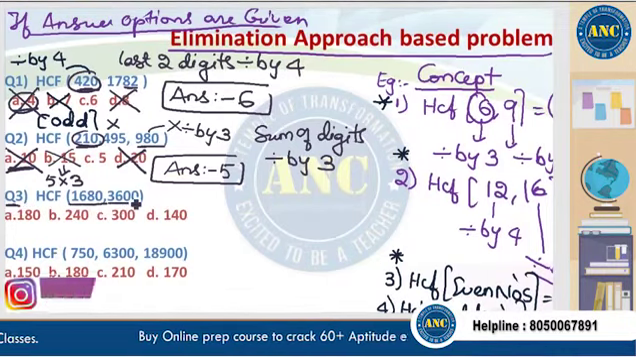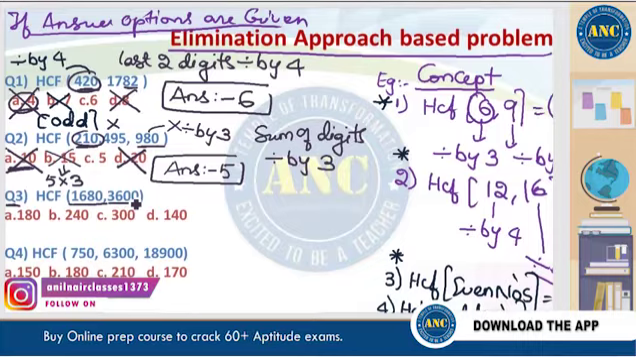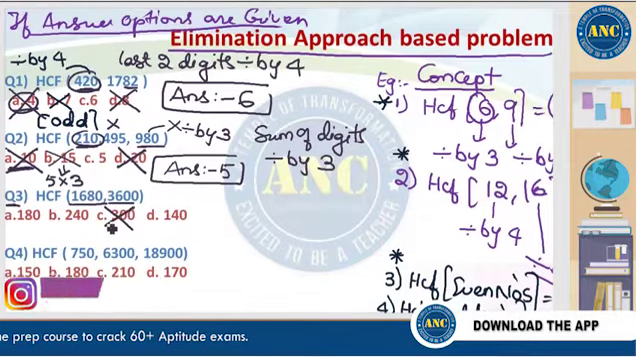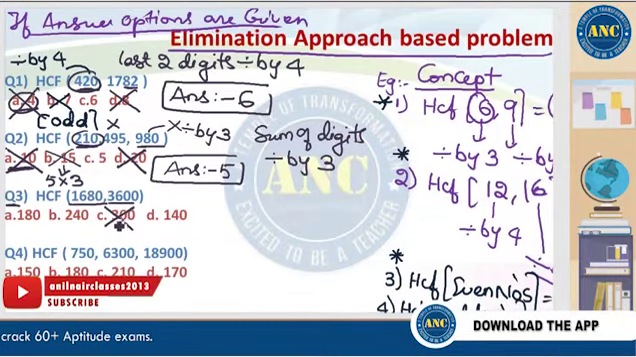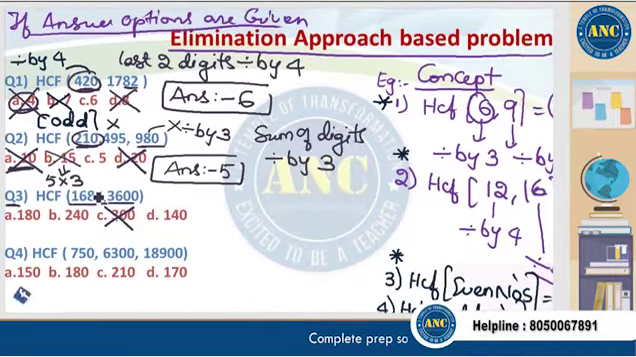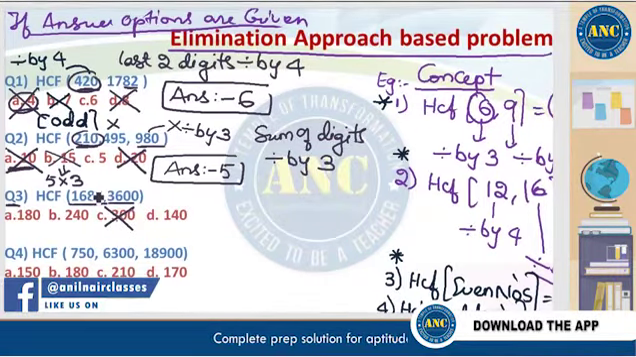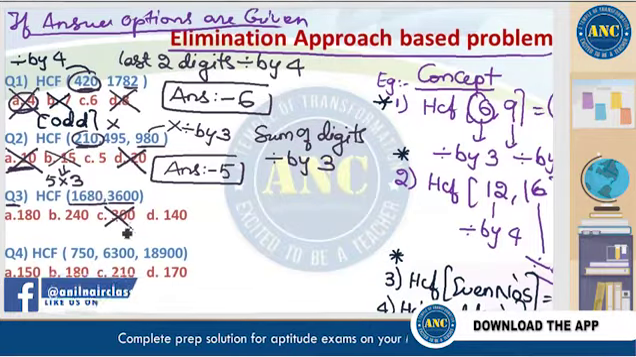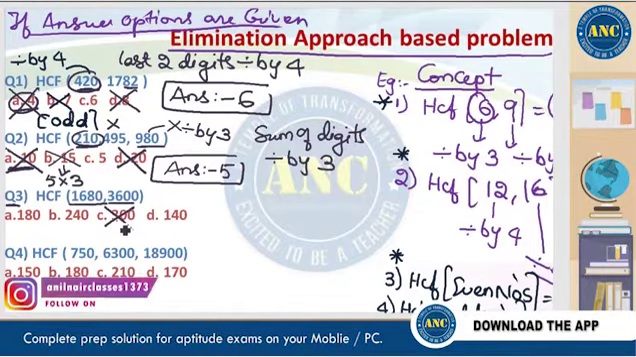Similarly, third one. 1680 and 3600. Now if you see, it cannot be answer 300 because this is divisible by 100. 3600 is divisible by 100. 1680 is not divisible by 100. So 300 is out.